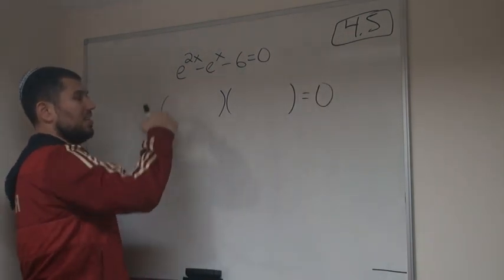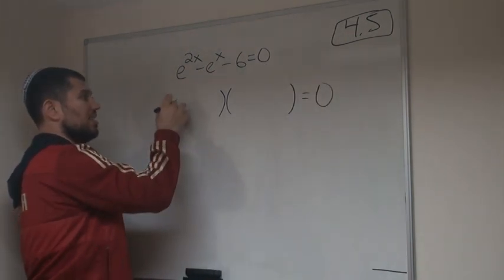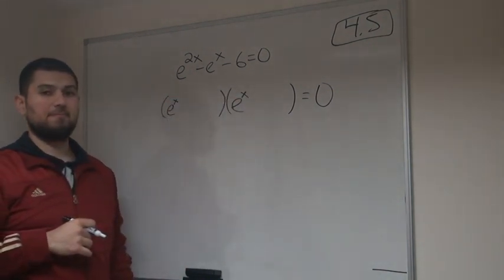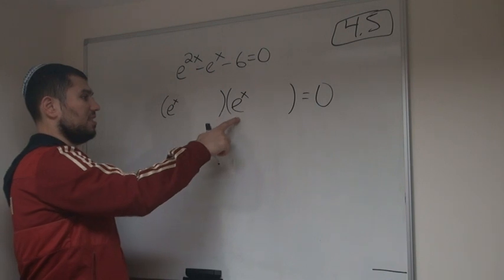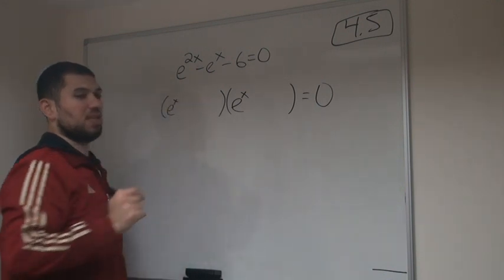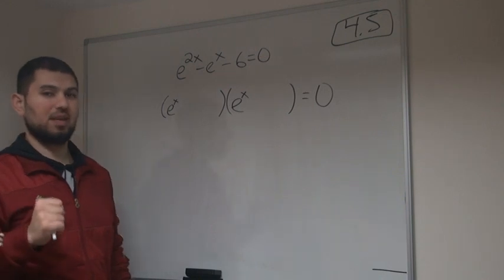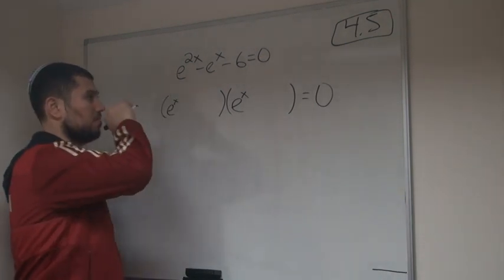Well, how do I get e to the 2x? That's e to the x times e to the x. E to the x times e to the x is e to the x plus x. Remember, same base. When we multiply, we add the powers. X plus x is 2x.